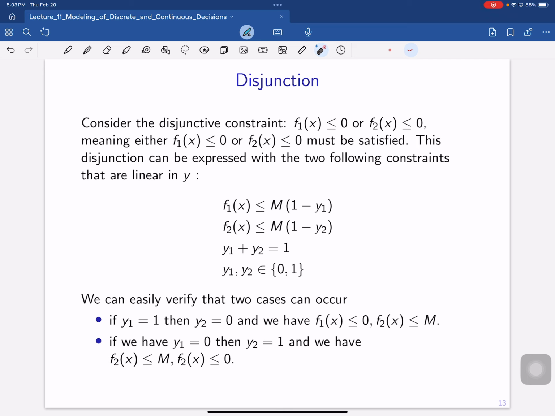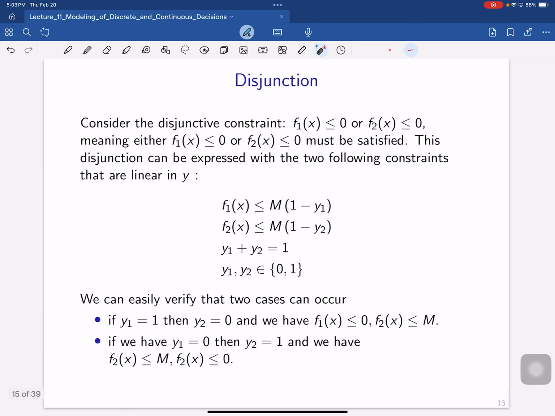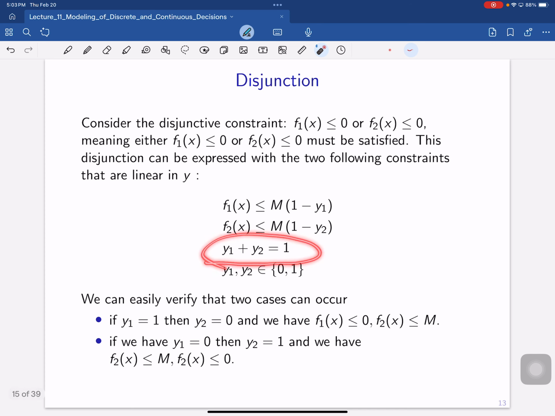You have y1 plus y2 equals 1, meaning that you are selecting one of the two reactors. If y1 is selected, then you are enforcing f1(x). When y1 equals 1, big M times (1 minus y1) equals 0, so you are enforcing the constraint. Similarly, when reactor 2 is installed, you are enforcing the second constraint. So that's the so-called disjunction. You either enforce one constraint or another.